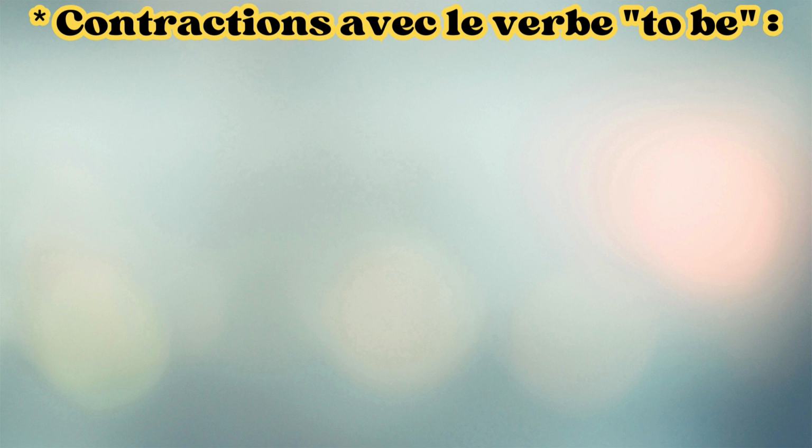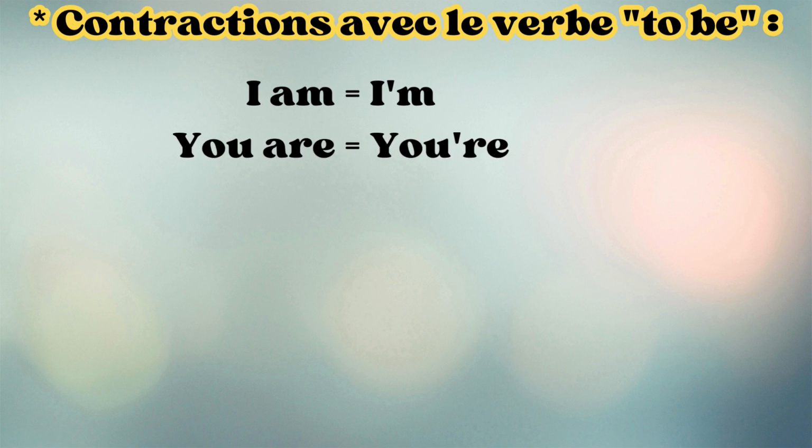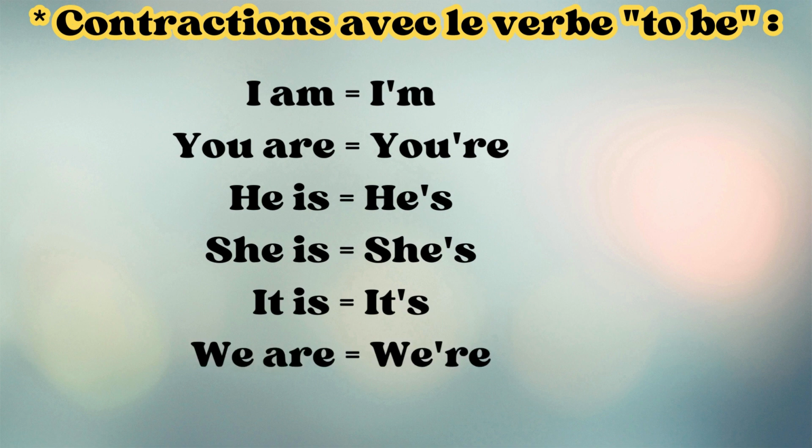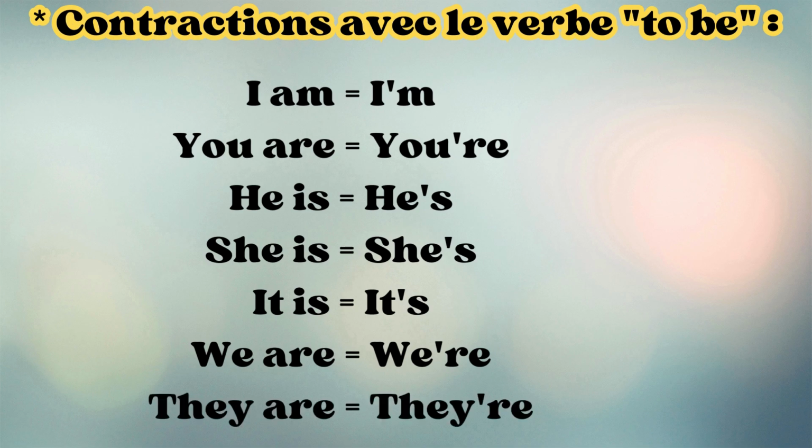Contraction avec le verbe to be. I am, I'm. You are, You're. He is, He's. She is, She's. It is, It's. We are, We're. They are, They're.